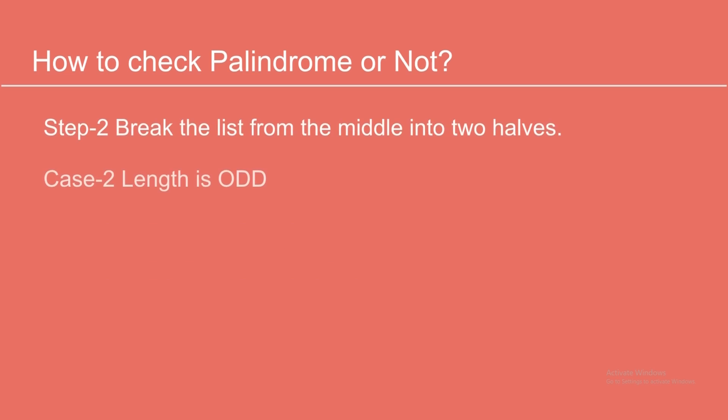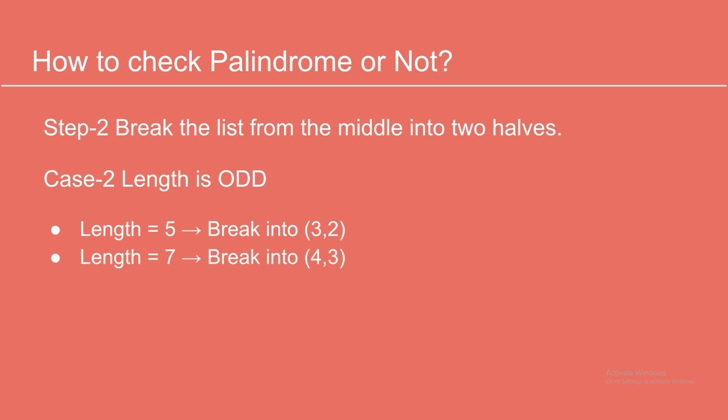Case 2 is when the length is odd. In this case, one list will contain 1 extra node. So if the length is 5, then the first half will contain 3 nodes and the second half will contain 2 nodes. If the length is 7, let's say, then the first half will contain 4 nodes and the second half will contain 3 nodes. If the length is n, then the first half will contain n by 2 plus 1 nodes and the second half will contain n by 2 nodes. The division here is integer division.